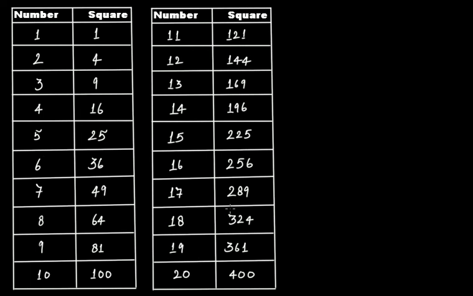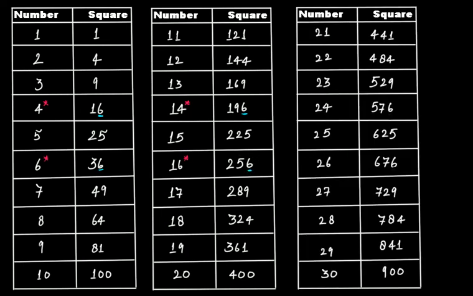Now if you look at these two numbers, 4 and 6, and these two numbers, 14 and 16, this number ends with 4, this number ends with 6. They are single digit numbers, but they end with 4 or 6. Now if you look at their perfect squares, this ends with 6, this ends with 6, this ends with 6, and this also ends with 6, right?